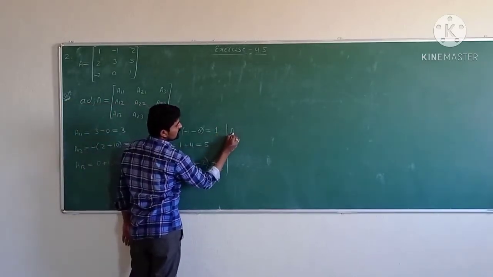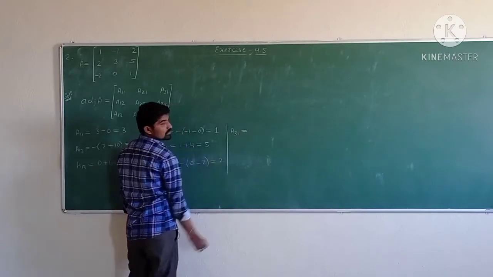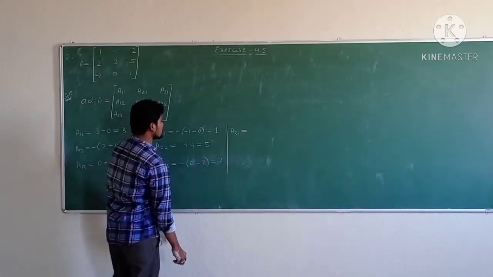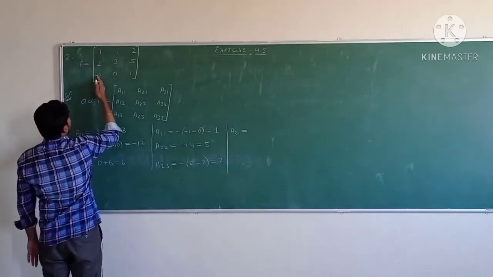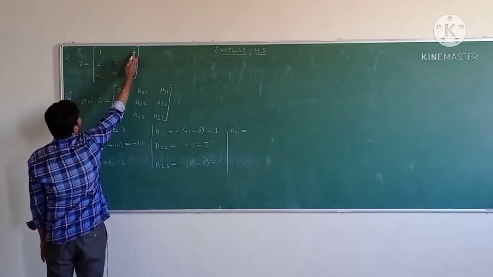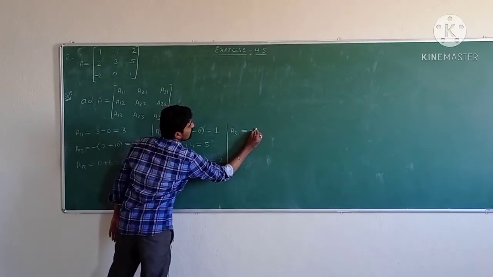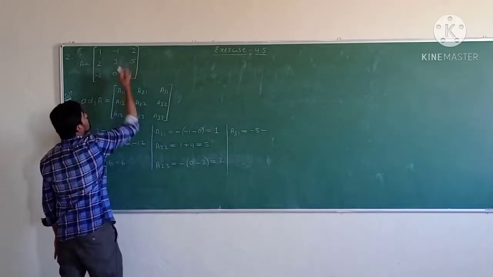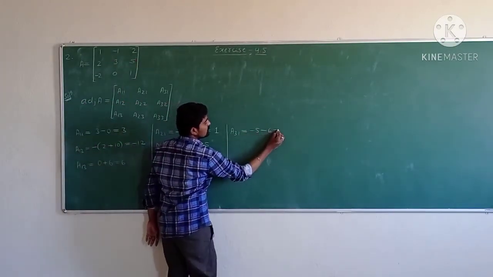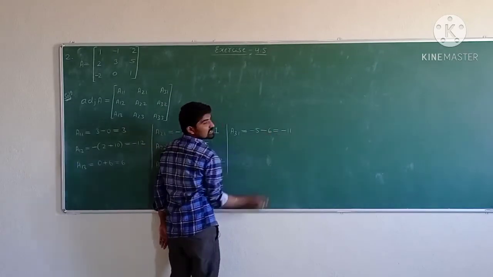A31 is obtained by deleting the third row first column. So third row first column. Remaining elements minus 1, 2, 3, 5. Minus 1 into 5 is minus 5. Minus 3 into 2 is minus 6. So minus 5 minus 6 is equal to minus 12.